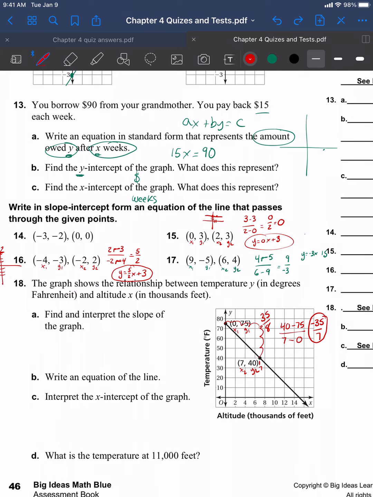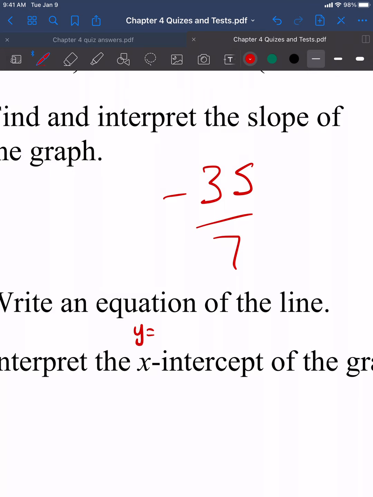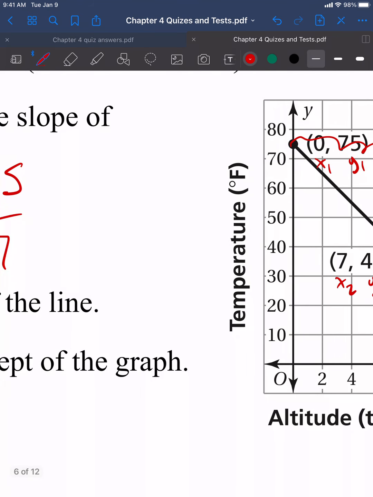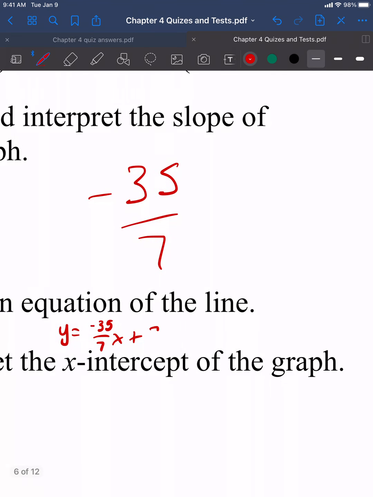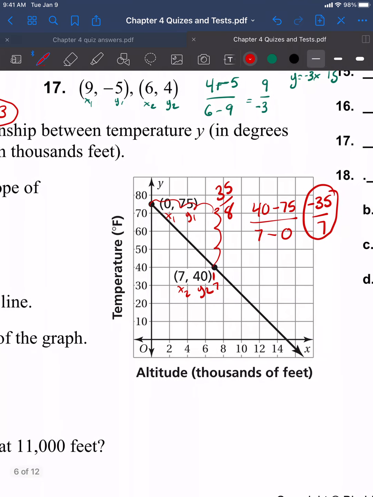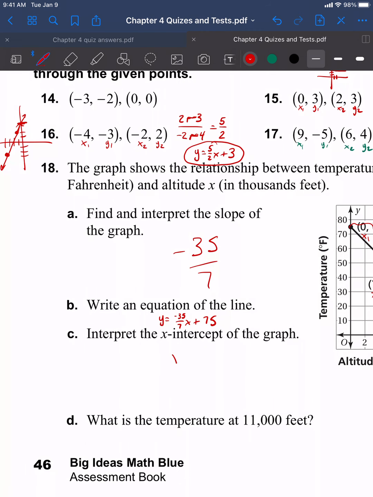So what is the slope? Negative 35 over 7. Write an equation of the line. Well, that's not so bad. What is the equation? The equation is y equals the slope, negative 35 sevenths, x plus the y-intercept, 75. That's not so bad. Interpret the x-intercept. What is the x-intercept? 15. Okay, so I'd say x is 15.